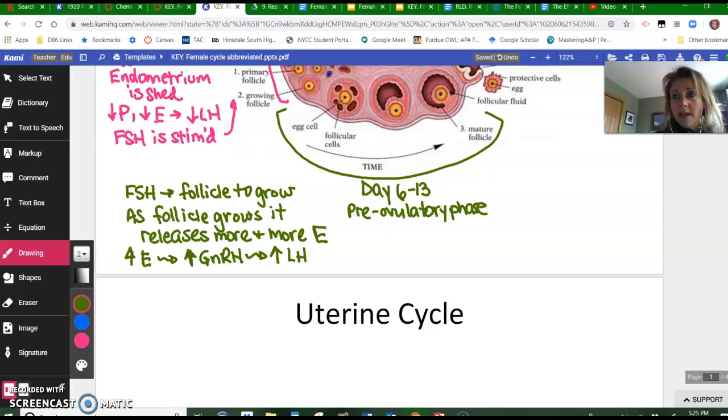Now, at this time, you can't forget that the uterine cycle is happening too. And because we have more and more estrogen here, we are also getting a thicker and thicker endometrium. So I'm just going to put that in parentheses here. Even though we're not looking at a picture of the endometrium right now, you just need to know that it is happening at the same time as all of this.